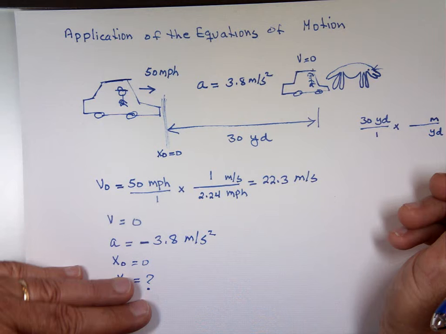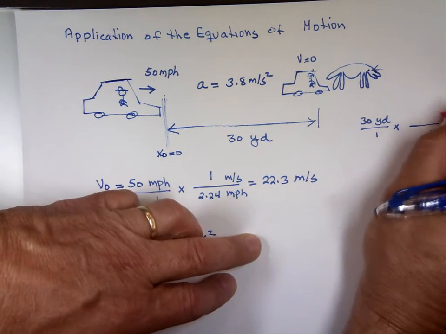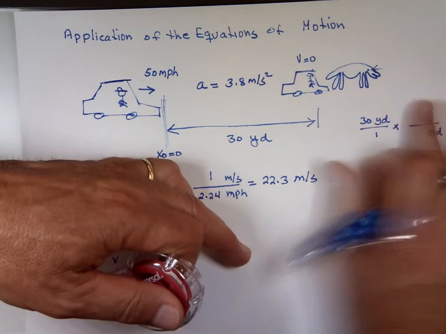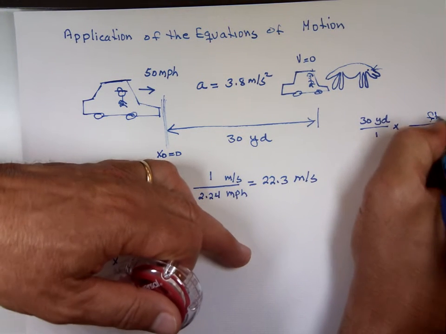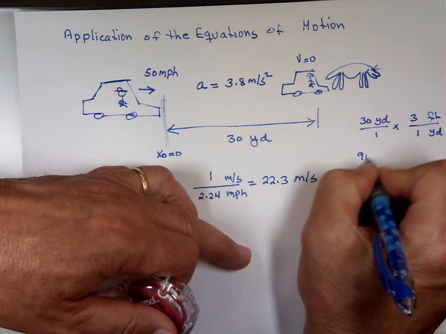You have the conversion from meter to feet, and then you can go yard to feet and feet to meters. Let's go yard to feet first, right? 1 yard is how many feet? 3. So that's 90 feet.